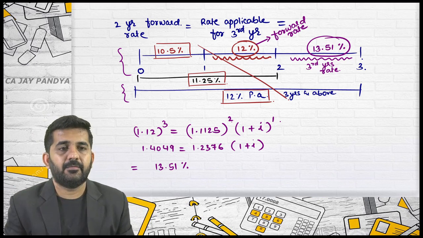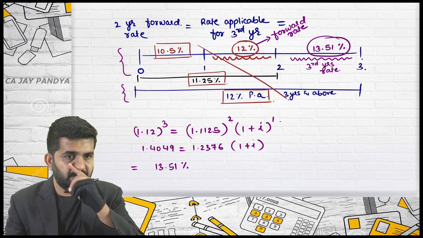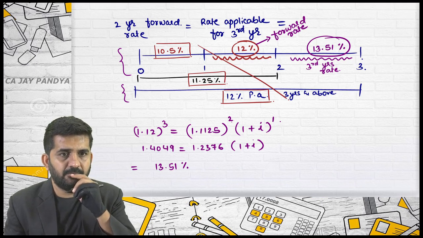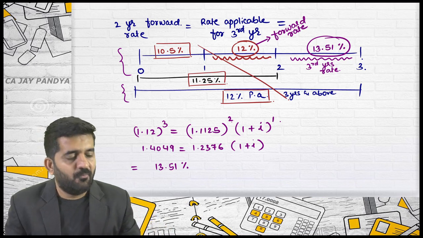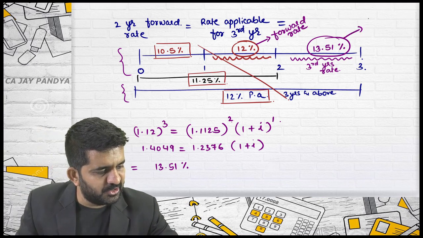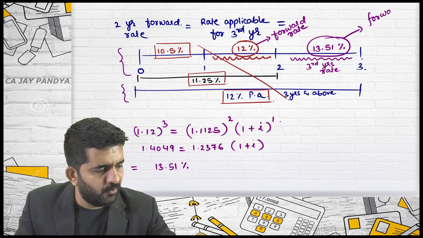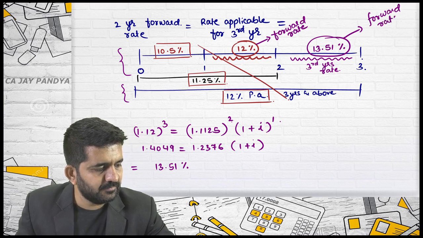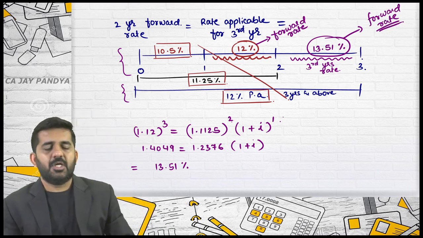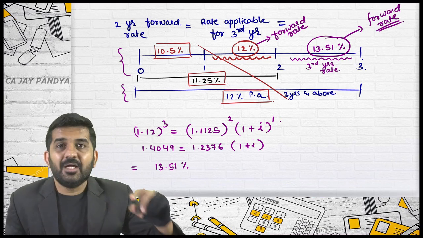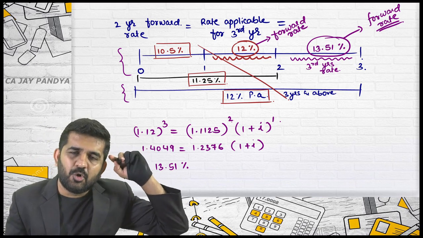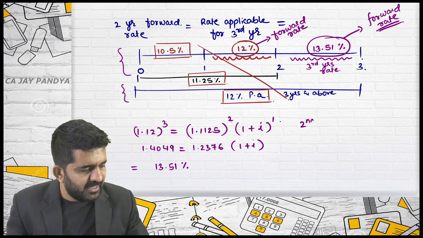It is my forward rate if I would be investing at the end of year 2 for 1 year. So this is also a forward rate. This is the 1 year forward rate at year 1, and this is the forward rate at year 2. Try to make it easy. Don't be confused by the name.